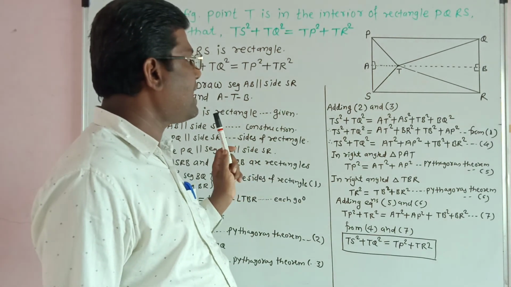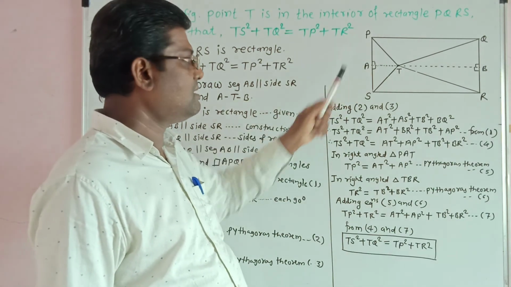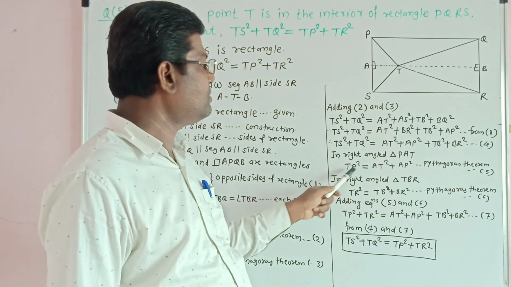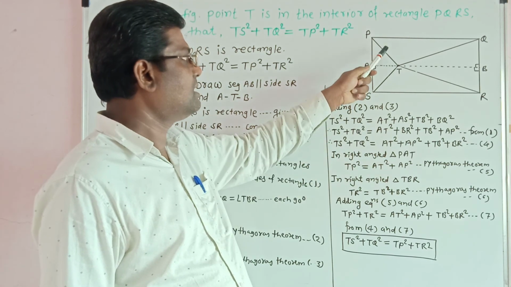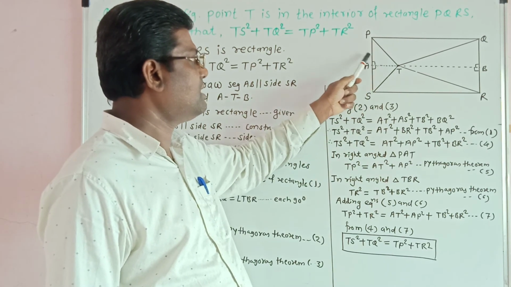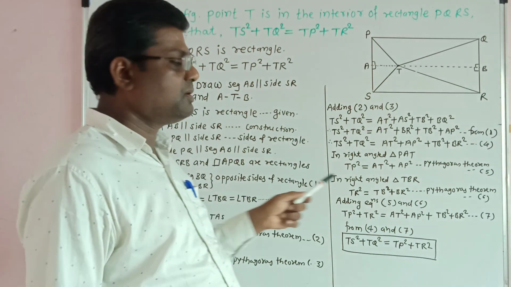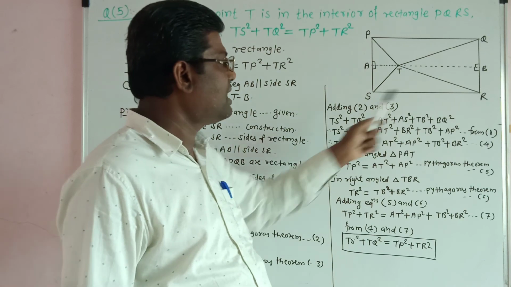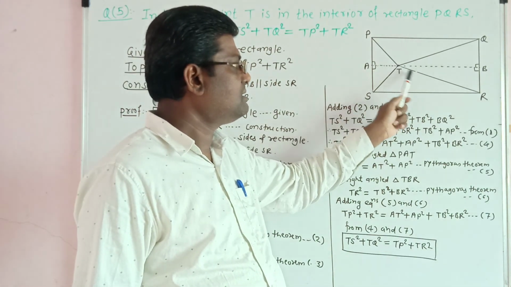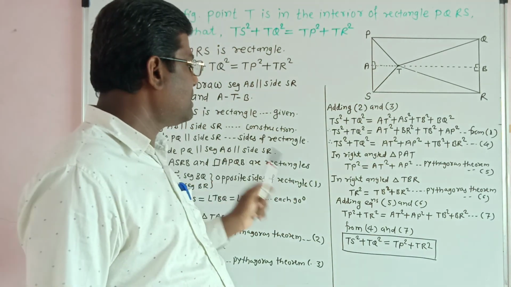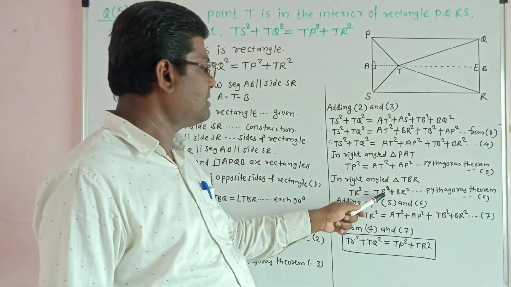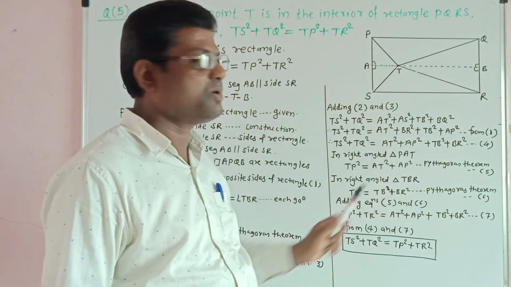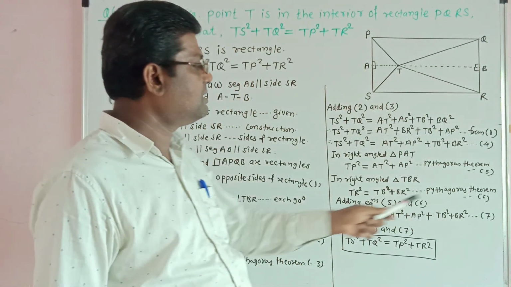Now consider the triangle PAT. This is a right angled triangle. Therefore, applying Pythagoras theorem, TP square is equal to AT square plus AP square. This is equation number 5. And in right angled triangle TBR, TR is the hypotenuse. Therefore, TR square is equal to TB square plus BR square according to Pythagoras theorem. This is equation number 6.